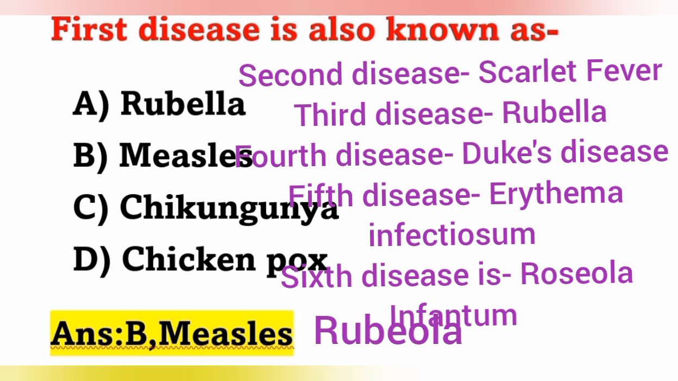Measles is also known as rubeola. So the first disease is measles or rubeola, the second disease is scarlet fever, the third disease is rubella, the fourth disease is Duke's disease, the fifth disease is erythema infectiosum, and the sixth disease is roseola infantum. Okay, so first disease is measles or rubeola, second disease is scarlet fever, third disease is rubella, and fourth disease is Duke's disease, fifth disease is erythema infectiosum, and sixth disease is roseola infantum. It is a very important point.